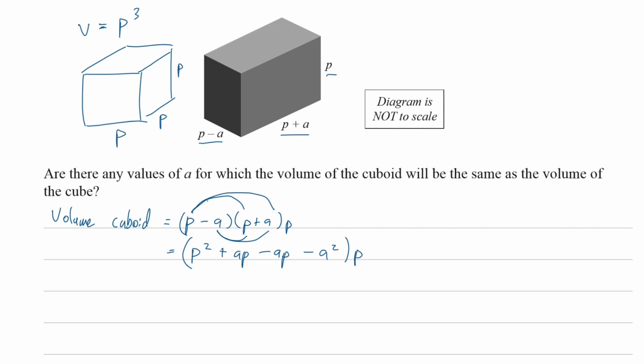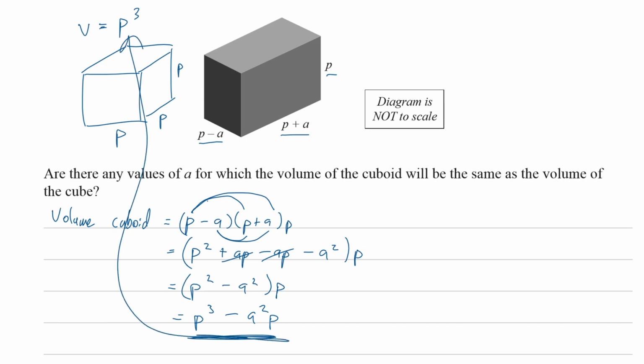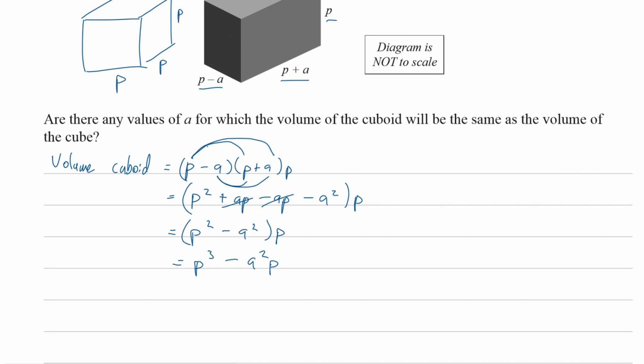These middle two terms cancel out. And then we're left with p squared times p, p cubed, minus a squared times p. So that's the expression for the volume of the cuboid. And we want to see if there are any values of a that make this equal to the volume of the cube. Does it ever equal the volume of this cuboid?